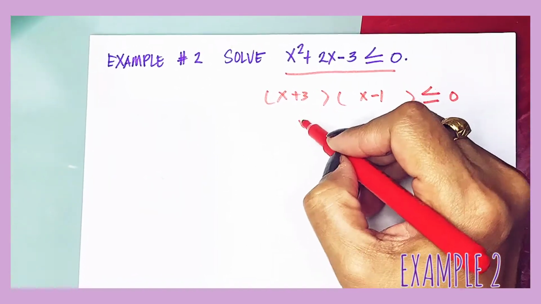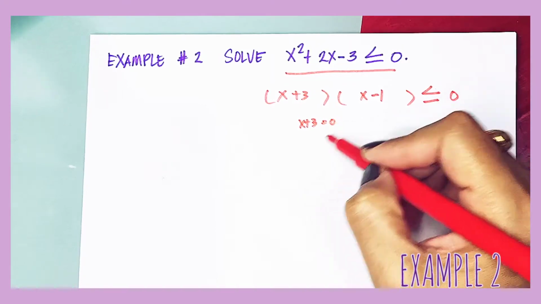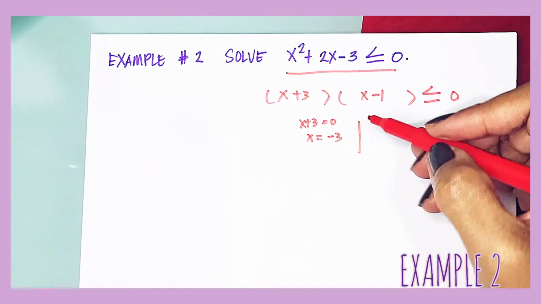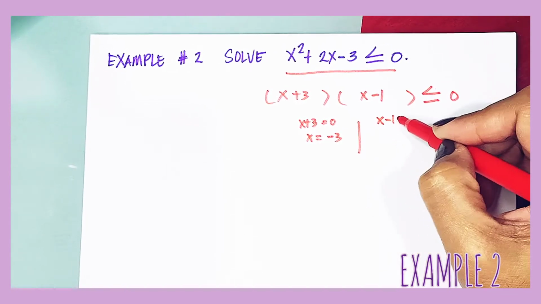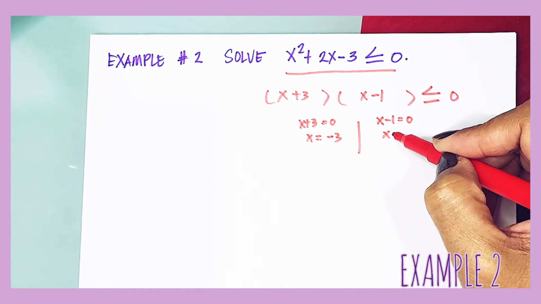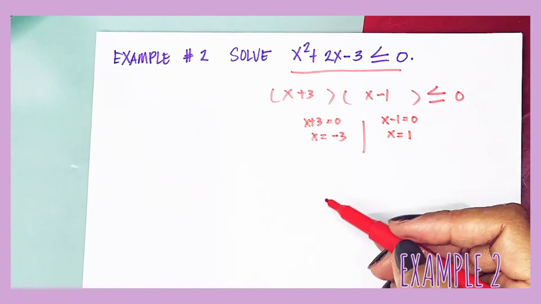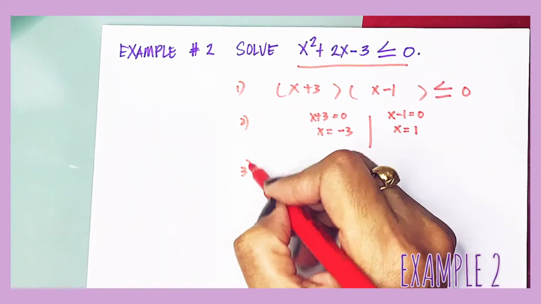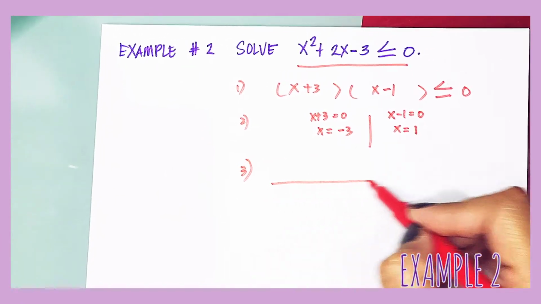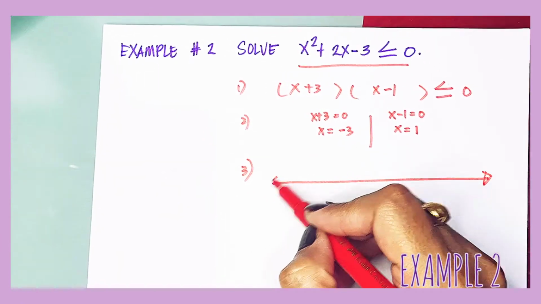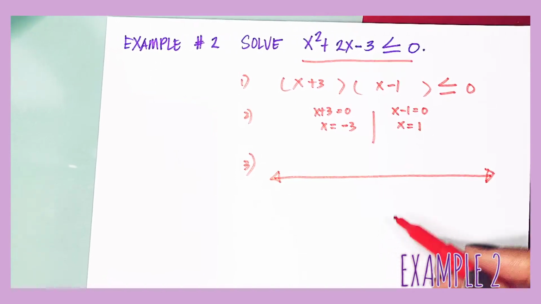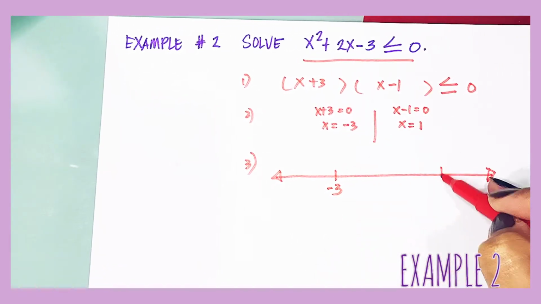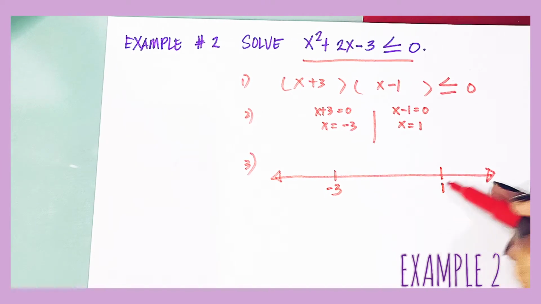So, x plus 3 equals 0, therefore x is negative 3. And on the other side, x minus 1 equals 0, so you have x equal to positive 1. Then, let's have step number 3. You will use the number line to graph the given inequality. So, negative 3 is here, and then positive 1 is on the right side.